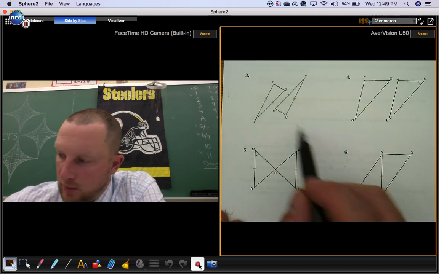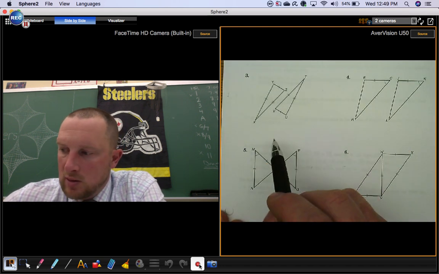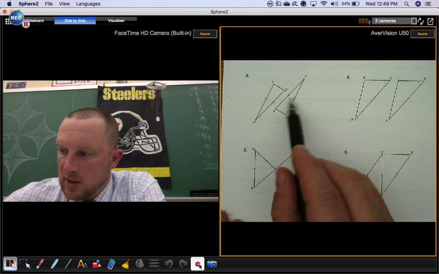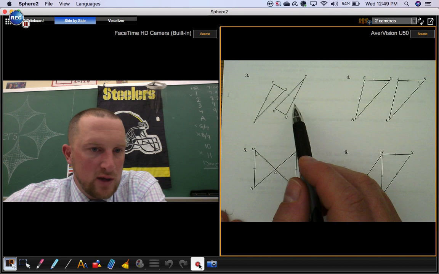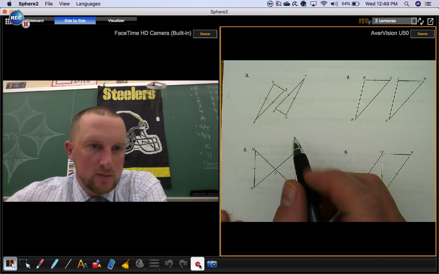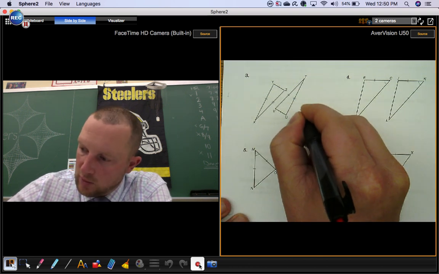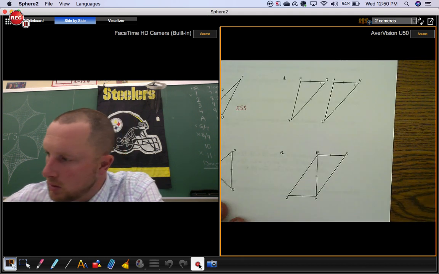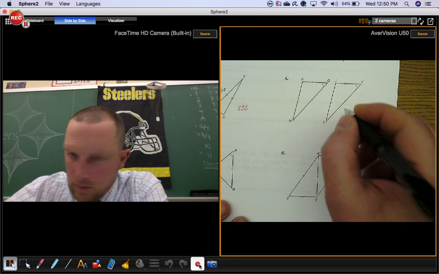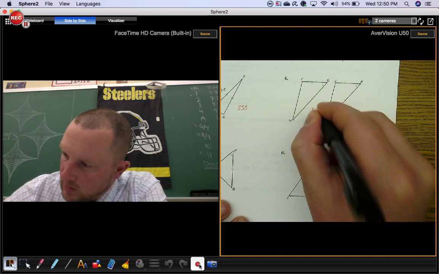But you can in number 3. You have a pair of congruent sides, second pair of congruent sides, third pair of congruent sides. It doesn't matter if you have to rotate it or flip it or turn it, whatever. They're congruent by side, side, side. You would then need to write your congruent statement. Number 4, this is what side angle side looks like.